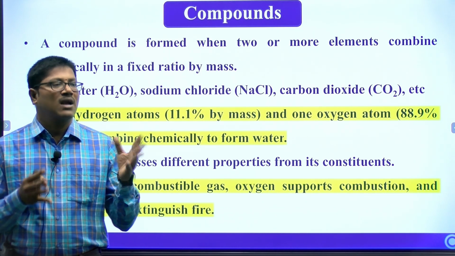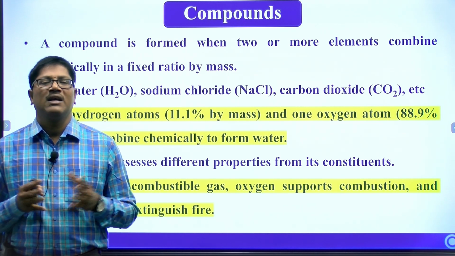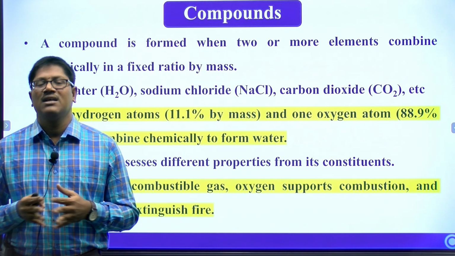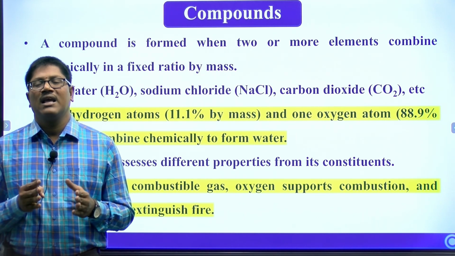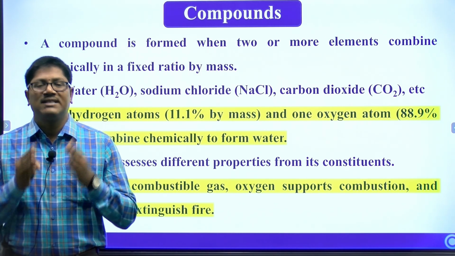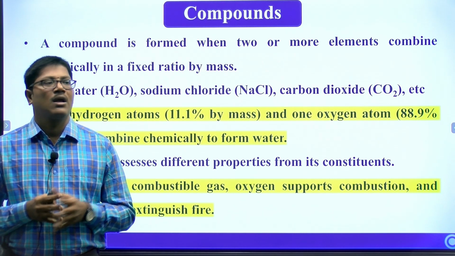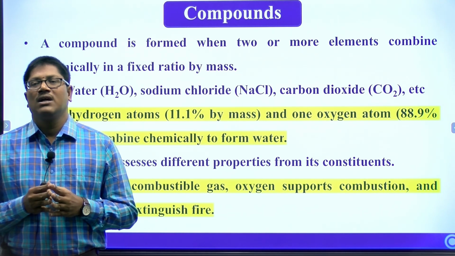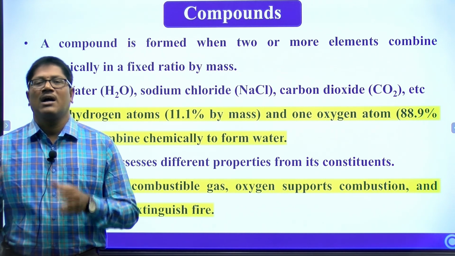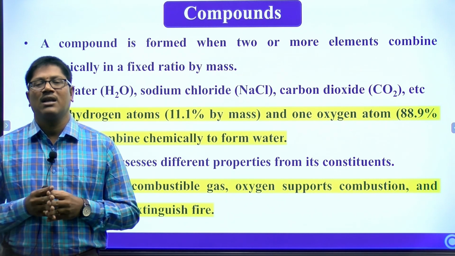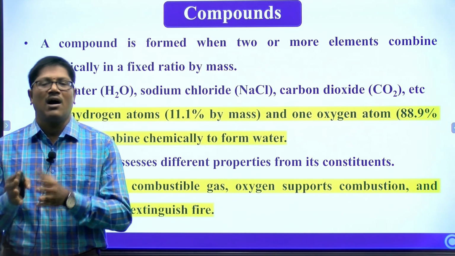The other examples for compounds are sodium chloride, magnesium chloride, aluminum carbonate, calcium carbonate, carbon dioxide, sulfur dioxide. Therefore, the compounds are generally made up of two or more similar or different kinds of elements. The compounds do not have similar properties as compared to their constituents. For example, if you take water, the constituent elements through which water is made up of are hydrogen and oxygen.